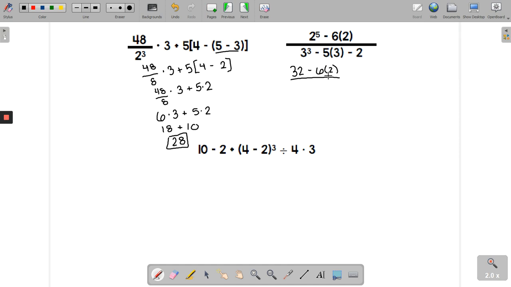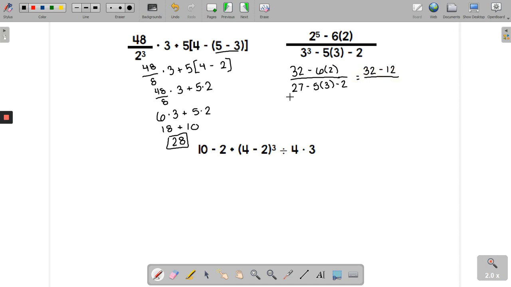Now let's look at the denominator. Denominator, we have an exponent as well, 3 to the third. And 3 to the third is 27. And then bring down everything else. Now let's look at the top again. The next thing to do for order of operations would be a multiplication here. So 6 times 2. 6 times 2 gives us 12. So 32 minus 12.